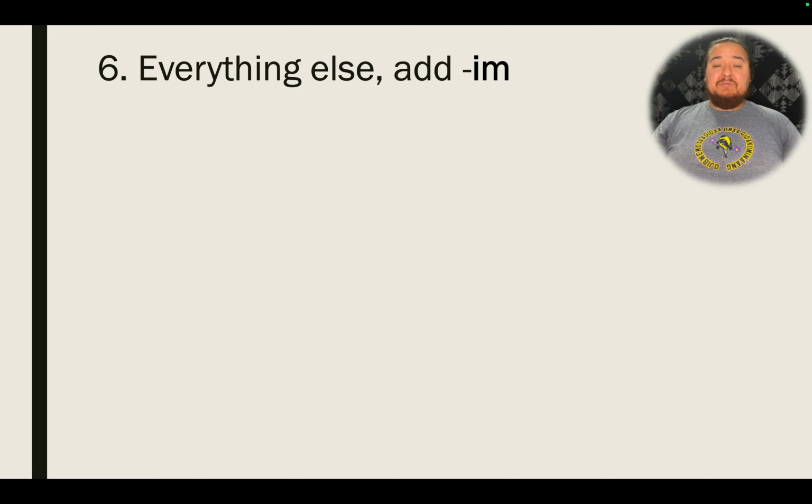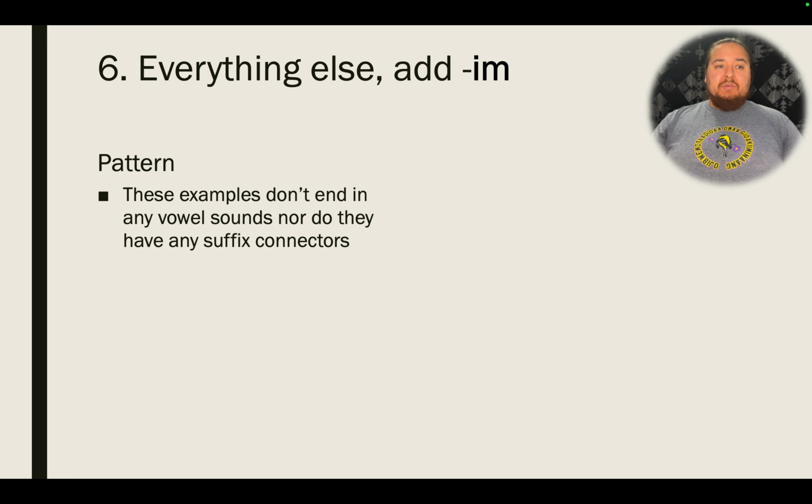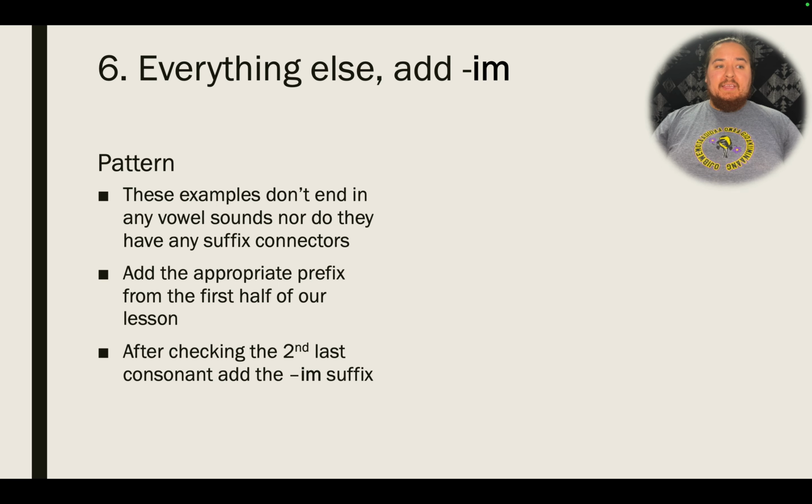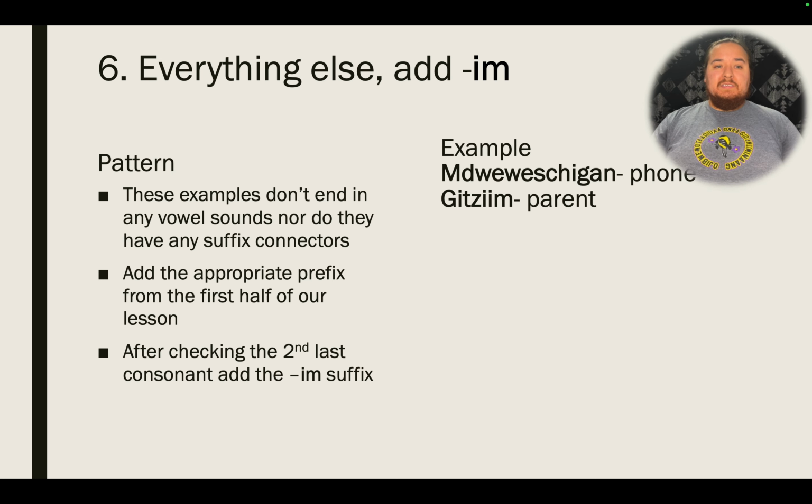So for everything else, we're going to add I am. So these examples don't end in any vowel sound, nor do they have any suffix connectors. Add the appropriate prefixes as indicated from the first half of our lesson. After checking the second last consonant rule, add the I am suffix. So for our examples here, we have mdweweshchigan, which is phone, and gitsim for parent.